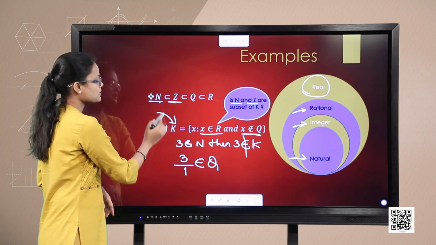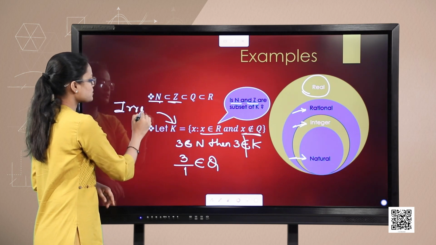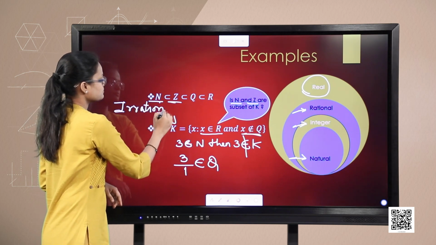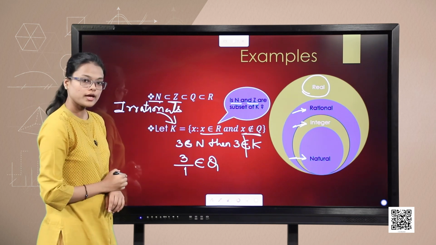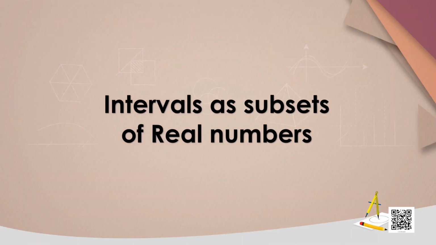Students, observe, what is this set K representing? Yes, you may see that it is representing the set of all irrational numbers. Okay? Now we are going to study intervals as subsets of real numbers.